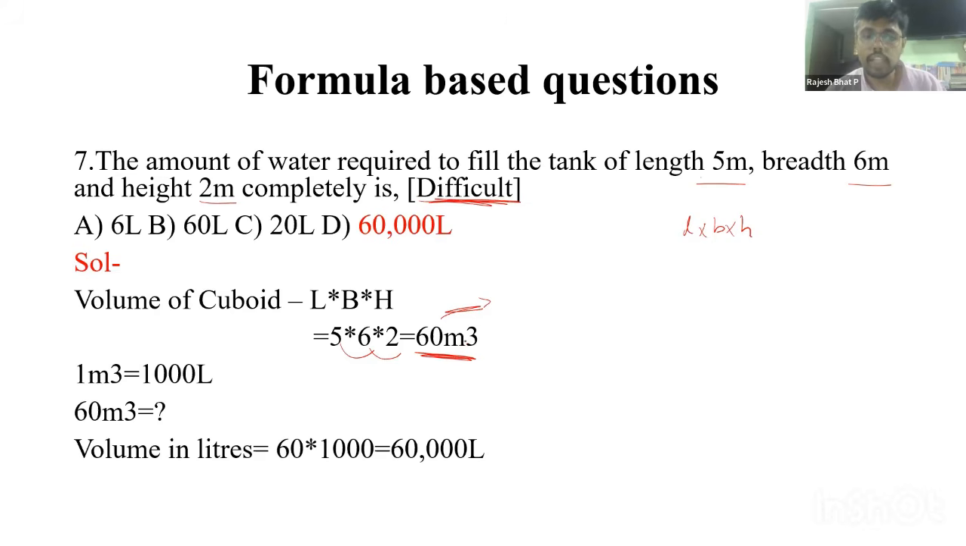60 meter cube is the volume of this tank. Remember, I told you in the beginning, 1 meter cube, how much water can you fill? You can fill 1000 liters. For 60 meter cube, how much can you fill? Just cross multiply. Correct? For 60, how much? Just multiply. 60 into 1000 is how much?